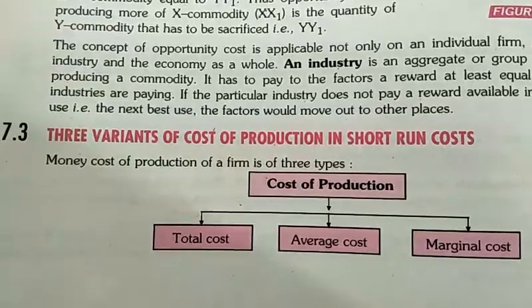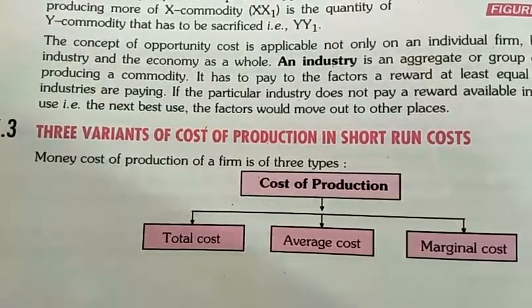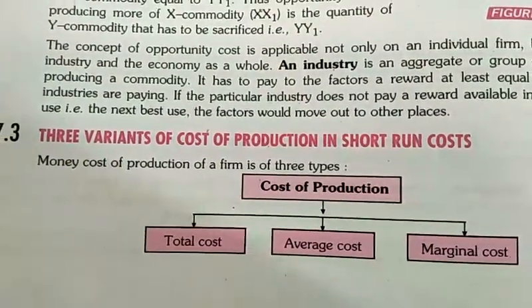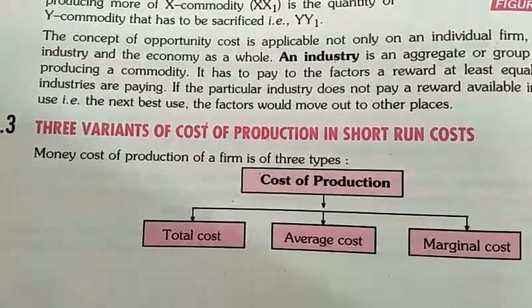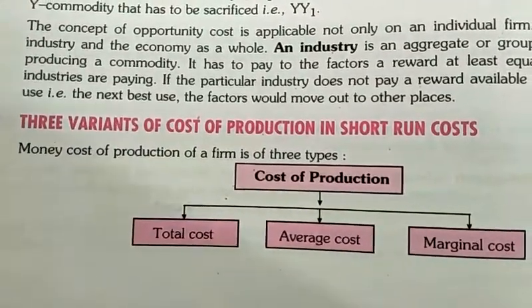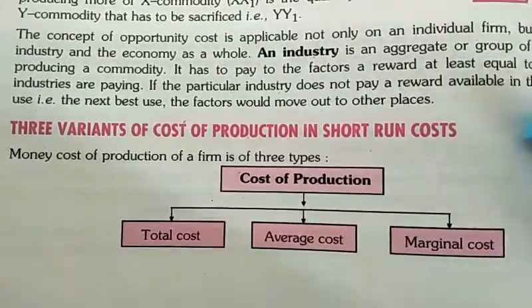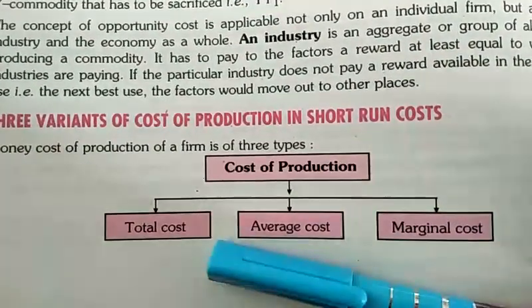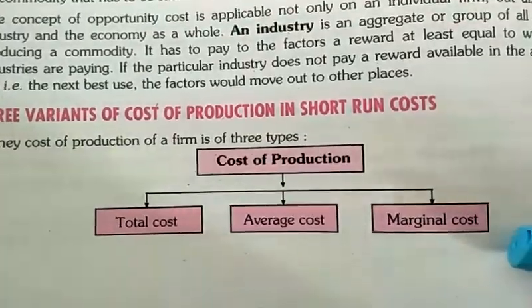Students, today we will revise the topic cost of production. So, as I told you earlier, cost of production means the total expenditure incurred by the producer for producing a good. So, cost of production is of three types: total cost, average cost, and marginal cost.